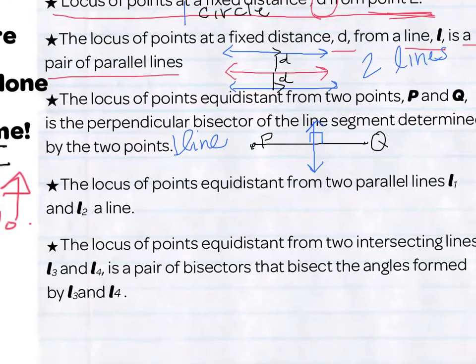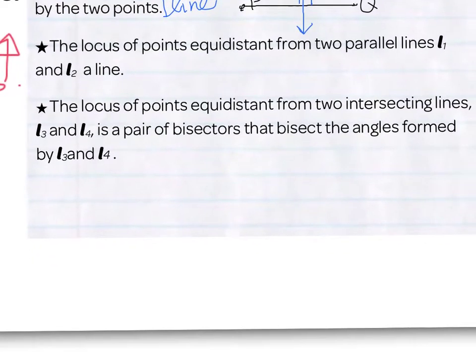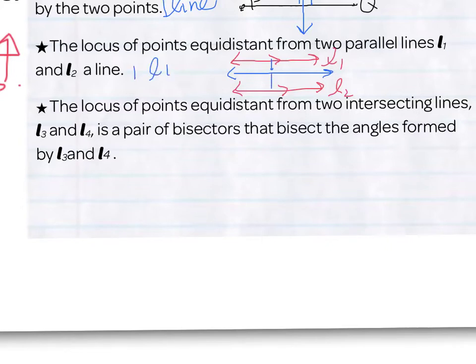All right. The 4th locus. All right. So the 4th locus is the locus of points equal distance from 2 parallel lines. So let's draw 2 parallel lines. 2 parallel lines, L1 and L2, is a line, which should make total sense to you. It's going to be, that's right, the line directly in between them. That, again, they will be equal distance from here to this line and equal distance to that line as well. So this is actually 1 line as well.